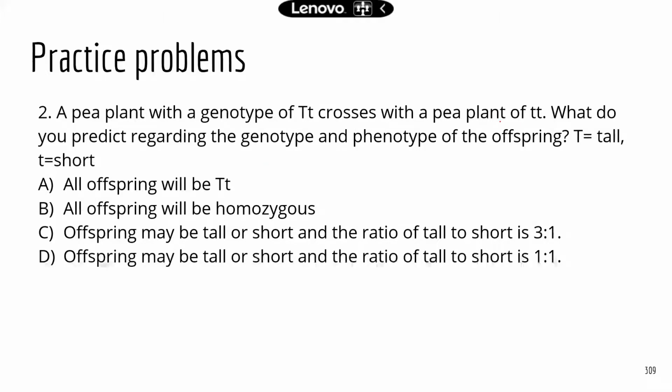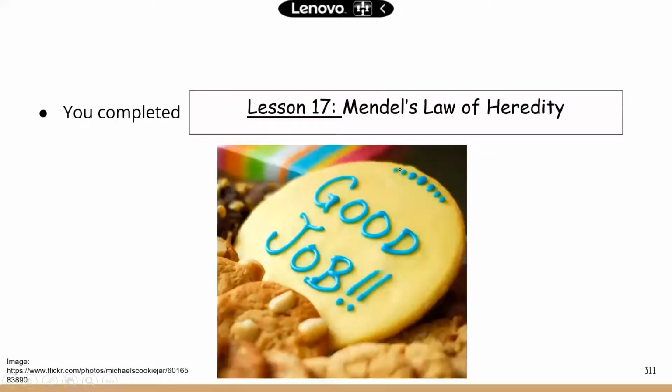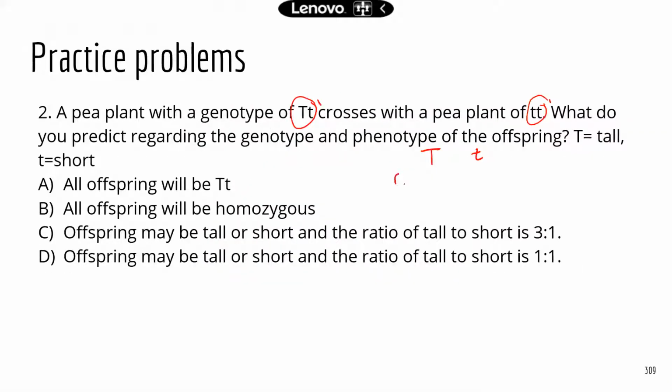Number 2, a pea plant with a genotype of big T little t crosses with a pea plant of little t. So, highlight the genotypes of the parents. What do you predict regarding the genotype and phenotype of the offspring? So do the Punnett square. Put big T, little t here, little t, little t. I'll do it as fast as I can.